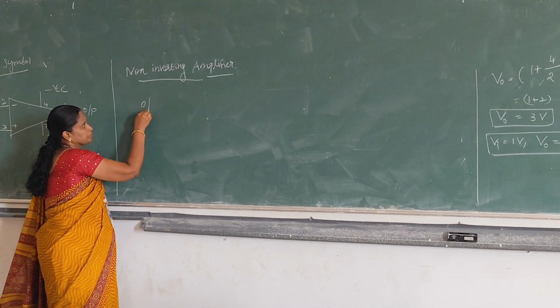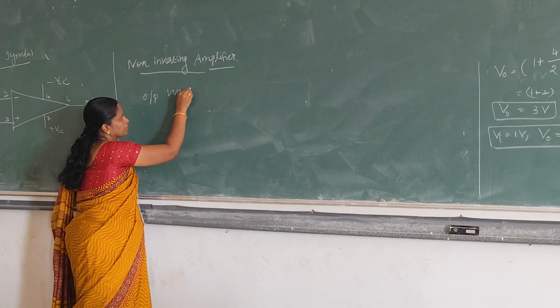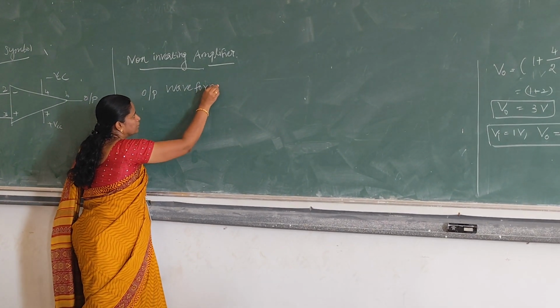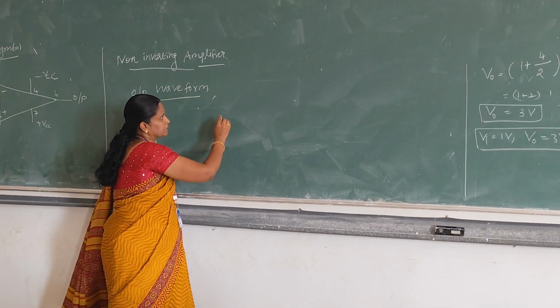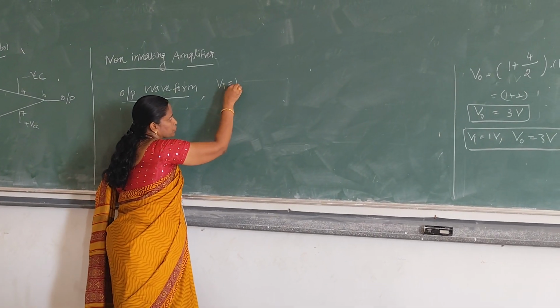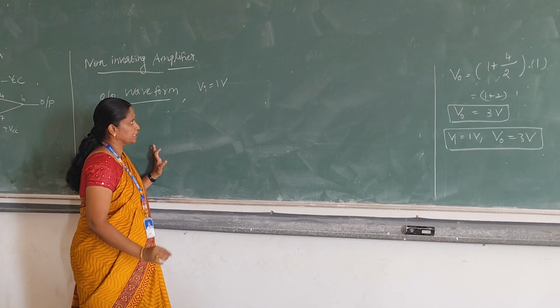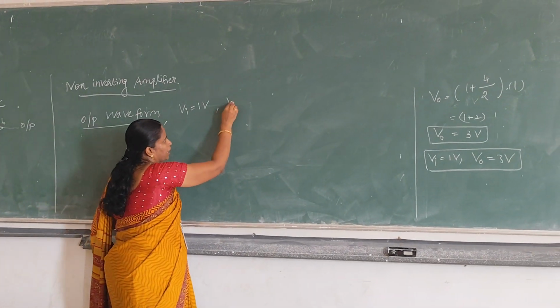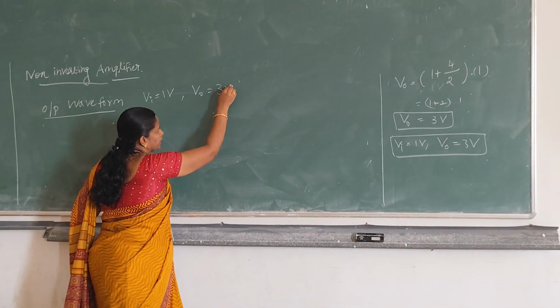Non-inverting amplifier. Here we are considering Vi as 1 volt, that is the input voltage is 1 volt, and we are getting output voltage as 3 volt.